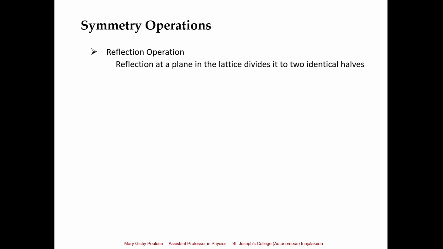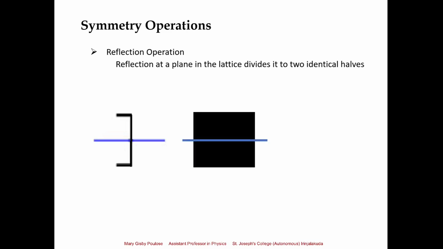The next symmetry operation is reflection operation. Here, reflection takes place at a plane in the lattice which divides the lattice into two identical halves. In this structure, the black line shows the crystal lattice and the blue line shows the plane of reflection. On either side of the blue line, the lattice remains similar, right? It looks like a reflection of the other. Hence, this crystal has reflection symmetry along that plane.